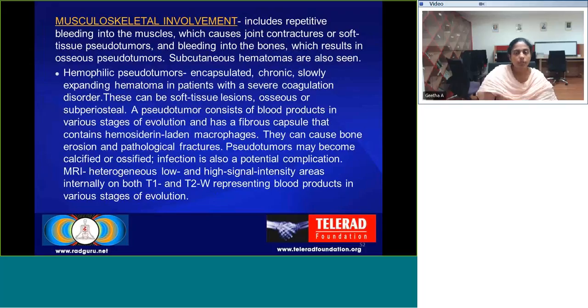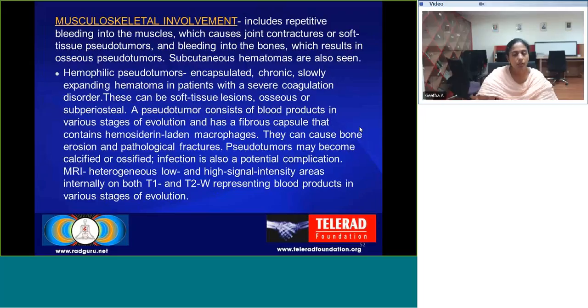Musculoskeletal involvement includes repetitive bleeding into the muscles which cause joint contractures or soft tissue pseudotumors, and bleeding into the bones which result in osseous pseudotumors. Subcutaneous hematomas are also seen. Hemophilic pseudotumors are encapsulated chronic, slow expanding hematoma in patients with a severe coagulation disorder, which can be in the soft tissues, it can be osseous or subperiosteal.